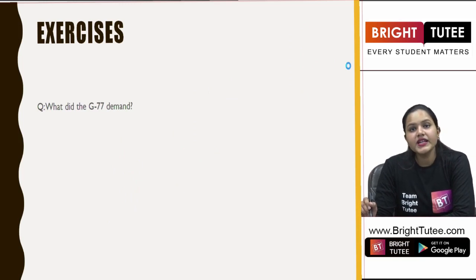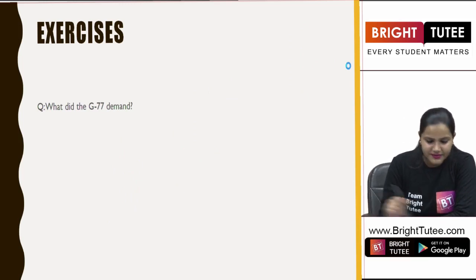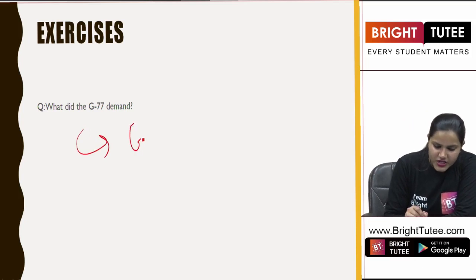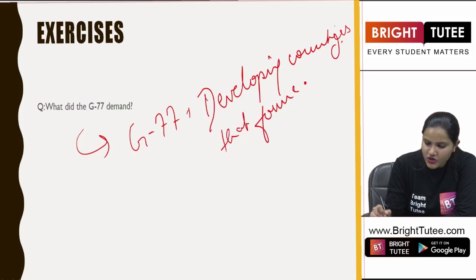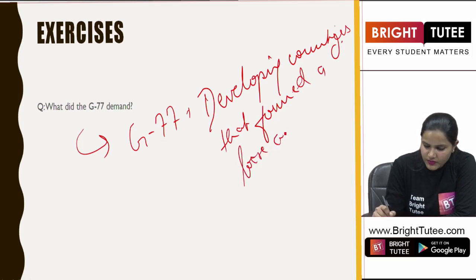What did G77 demand? What is the correct answer here? First of all, write about G77. Developing countries that formed a loose association or loose group, an association of 77 countries originally.